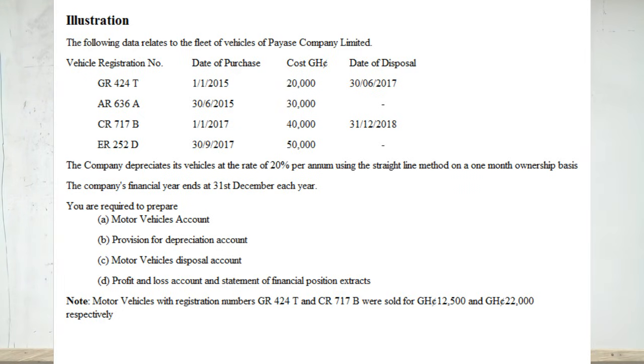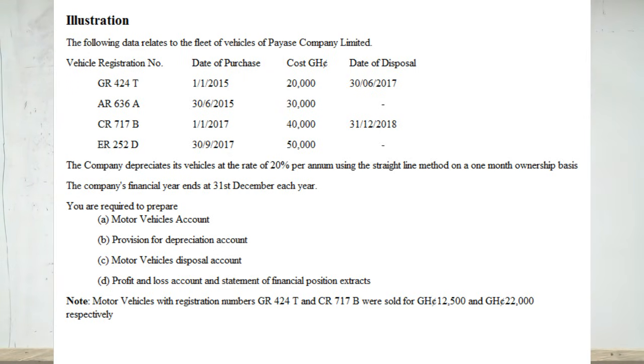We have AR 636A, also bought on 30th June, at a cost of 30,000, and there was no disposal, meaning we have not sold that asset. So you could read it from that line. We have headings for vehicle registration number, date of purchase, cost, and date of disposal, as you can see on your screen. Vehicle number CR717B was bought on 1st January 2017 at a cost of 40,000 Ghana cedis and was sold on 31st December 2018. And then we have the last vehicle, ER252D, which was bought on 30th September 2017 at a cost of 50,000, and there is no date for disposal, meaning that the asset has not been sold as of now.